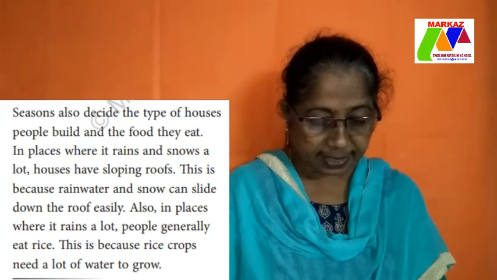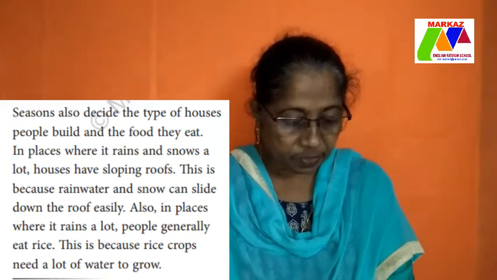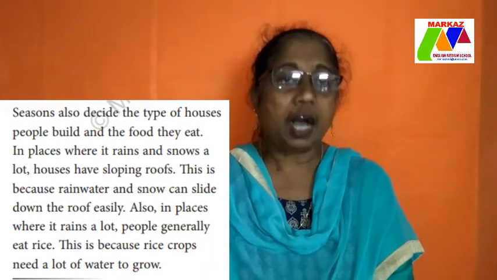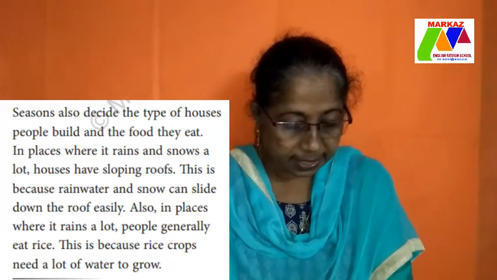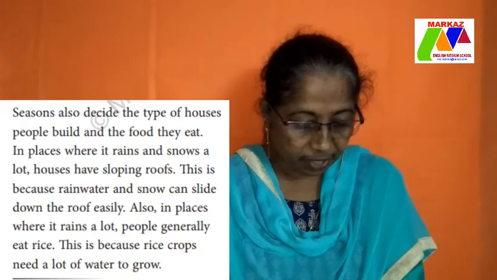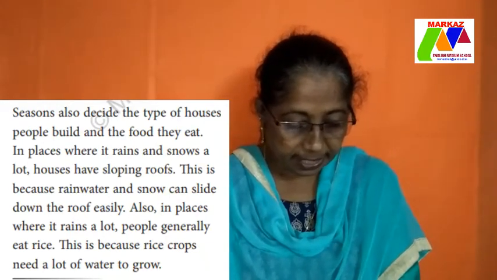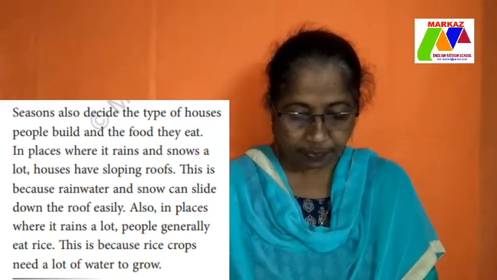Seasons also decide the type of houses people build and the food they eat. In places where it rains and snows a lot, houses have sloping roofs. This is because rainwater and snow can slide down the roof easily. Also in places where it rains a lot, people generally eat rice. This is because rice crops need a lot of water to grow.